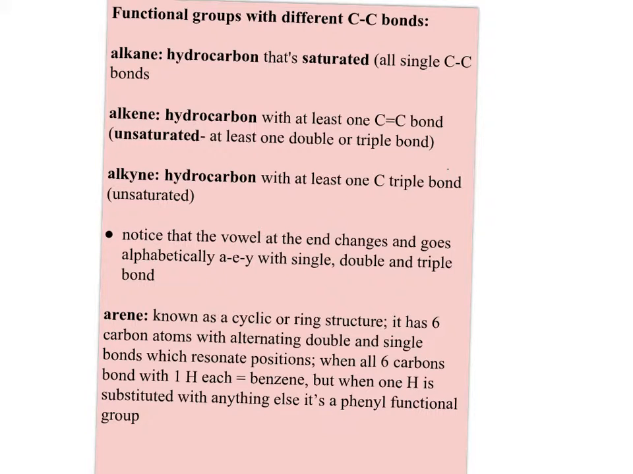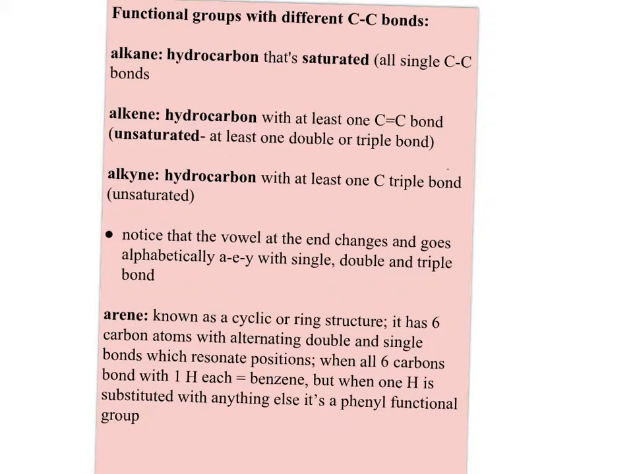And in fact, if there are two double bonds, we call it a diene. If there were three double bonds, we'd call it a triene. And the same thing with the alkyne, a diyne or a triyne, to show that there are two or three of those triple bonds. We're just going to deal with one double bond in an alkene and one triple bond in an alkyne. One thing I'd use to remember these three hydrocarbons is that the vowel at the end changes from A to E to Y, and that goes in alphabetical order with single, double, and triple bond.